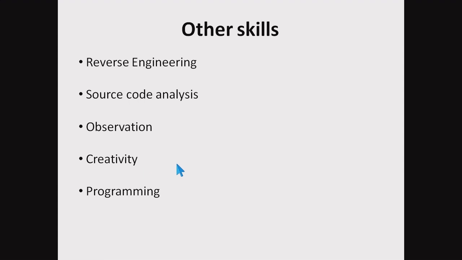The other critical skills here are observation and creativity, of course, and programming skill. So the overall idea is that the whole process of hacking, of thinking like a red team engineer or a security expert, is a very creative process, right? So I usually quote this example when I try to explain this to students.